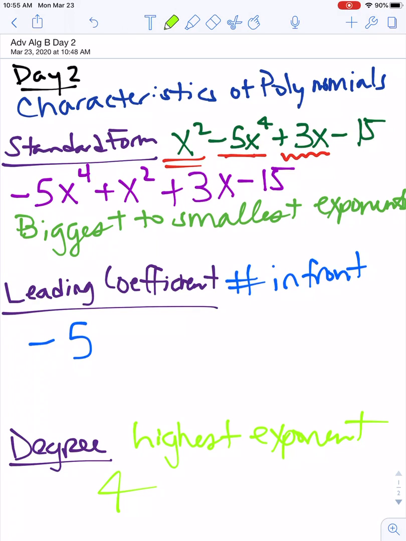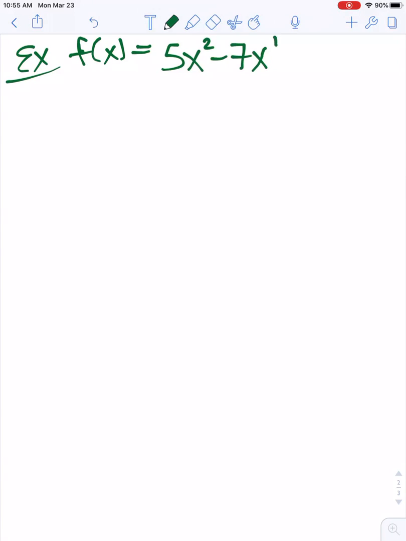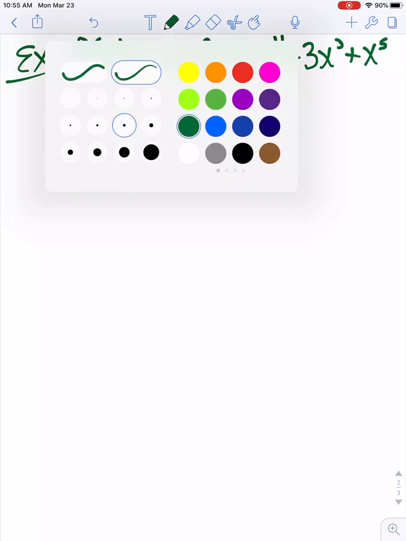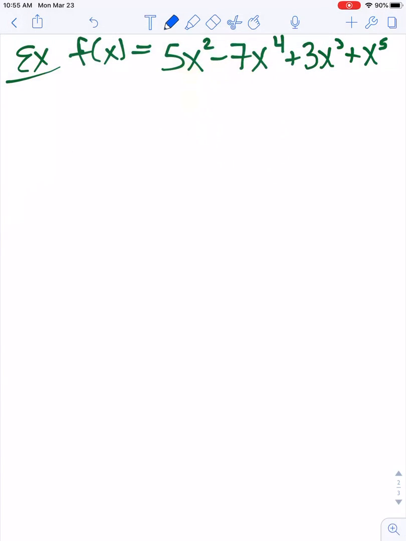I'm going to walk through one formal example with you, though. All right, so we are going to put this in standard form, list the leading coefficient and the degree. So maybe our function is 5x squared minus 7x to the 4 plus 3x cubed plus an x to the 5th. So we're going to start by putting this in standard form.